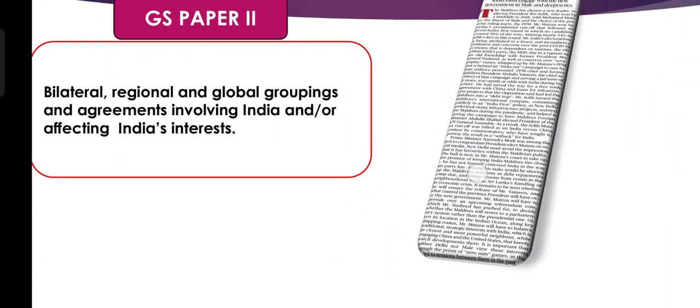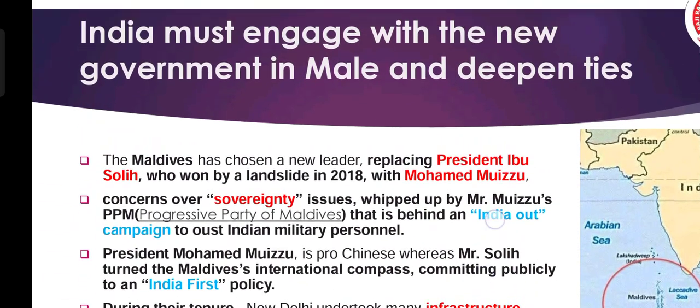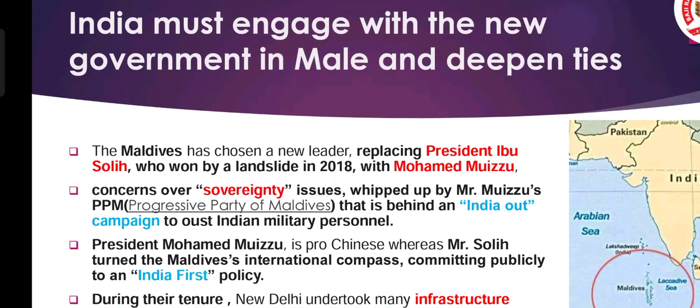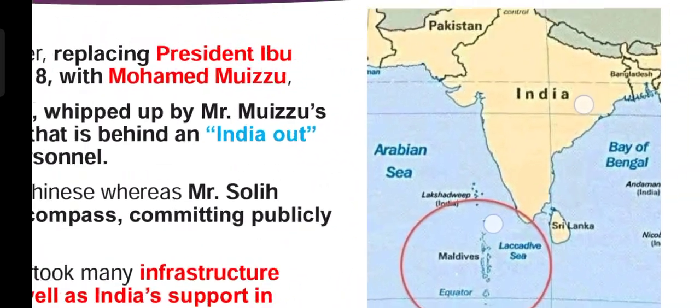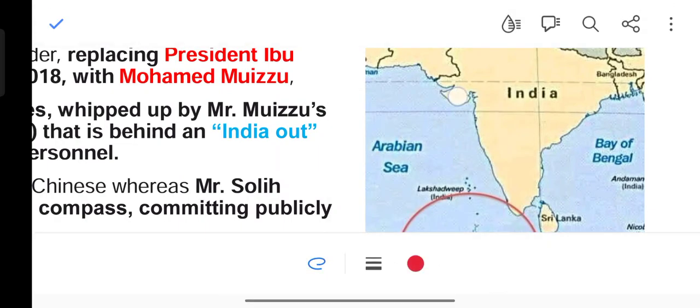The first article will be covered under GS paper 2 and it will be related to this topic. Okay, so when we talk about the Maldives, you first of all look at the map. Okay, this is India. You can see I am highlighting this is India.